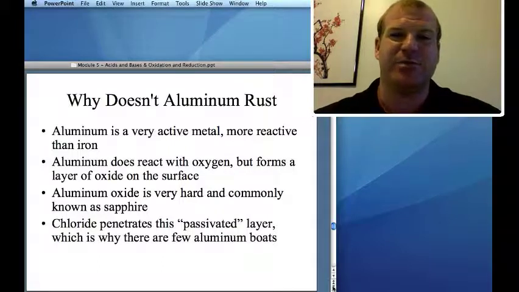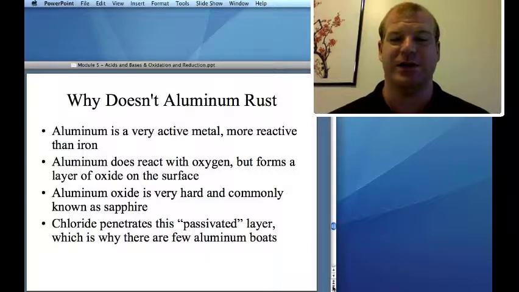So I could rip rust off of iron with my fingernail, but I could not chip sapphire off with my fingernail. That's not possible. It's too hard. So the aluminum oxide forms this coating of sapphire, and the coating of sapphire protects it. This is not uncommon. Titanium does the same thing. Titanium oxide protects titanium. Chloride ions, though, can penetrate this layer, and that's why you don't see many aluminum boats, especially in the ocean. You can see them in fresh water, but aluminum boats in the ocean, that's kind of a stupid thing to do because it'll eat it away.